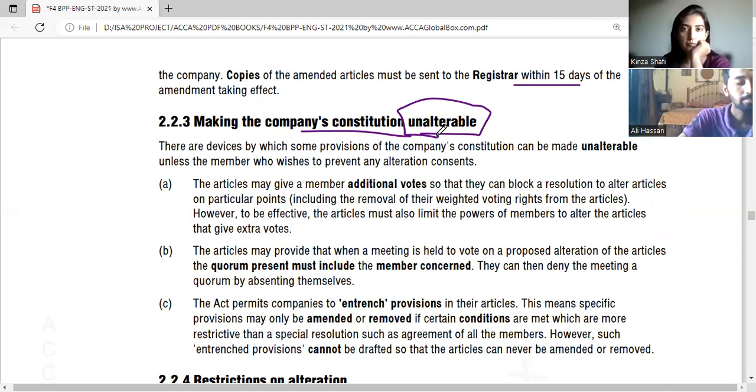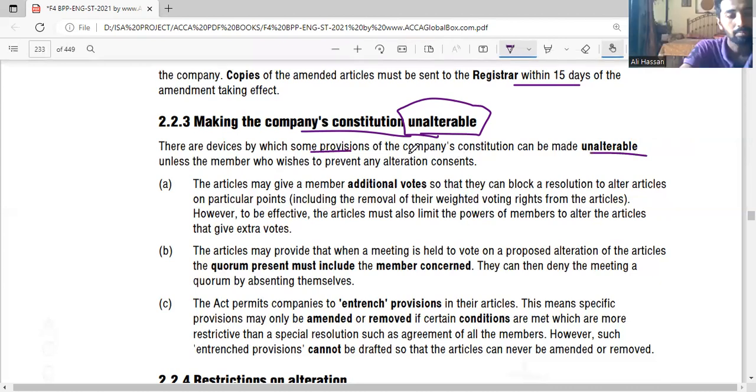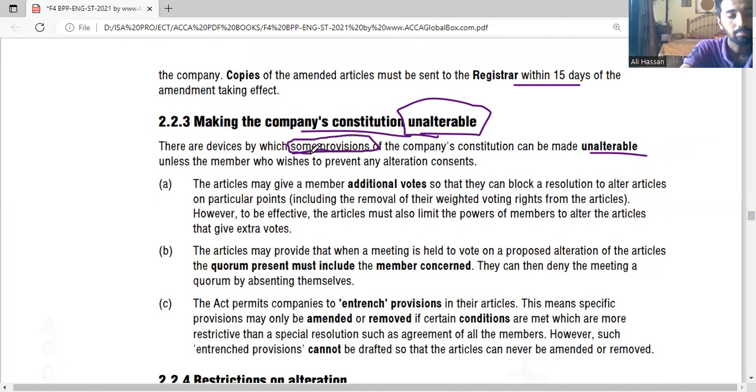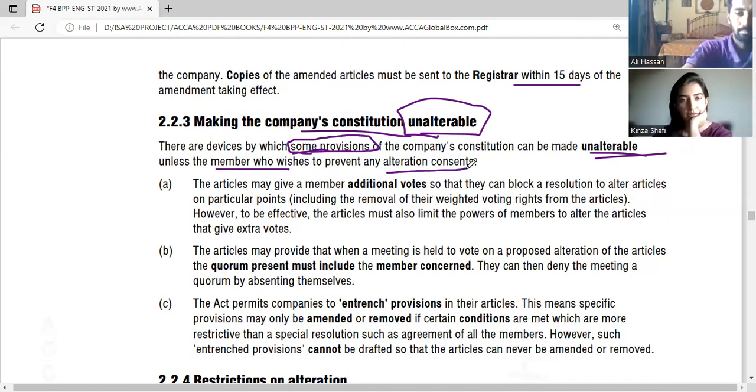As soon as one director will leave, a new director will come. He will try to change the entire policies and make his own constitution, just like it happens in government, where another party comes and starts making its own new laws and does not accept the old laws made by the previous government. So there are devices by which some provisions of the company's constitution can be made unalterable, some which you feel are very important and should not be changed at any point in time. Those can be made unalterable unless the member who wishes to prevent any alteration consents.